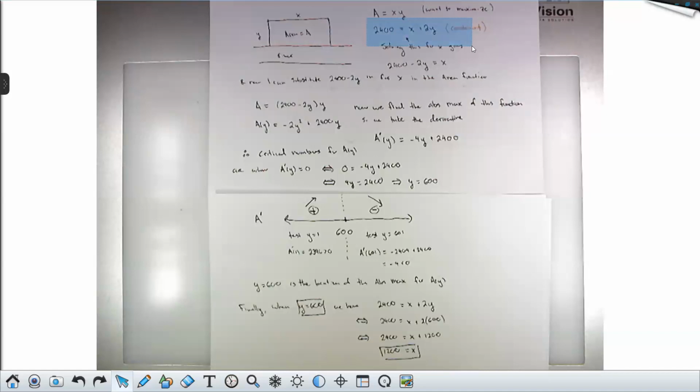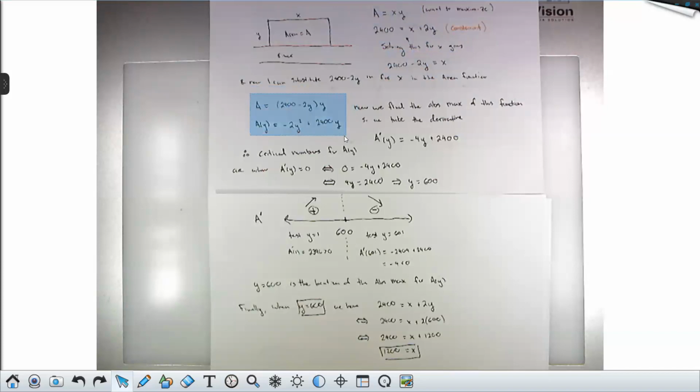Then you solve the constraint equation for one of the variables. It doesn't matter which one. Here, this one was easier to solve for X, so I solved for X, but I could have done this by solving for Y. After you've solved the constraint for one of the variables, you substitute that back into your quantity, the thing you're trying to maximize or minimize. In this case, we wanted to maximize the area. So once I solved this for X, I plugged that in for X here, and that gave me this.